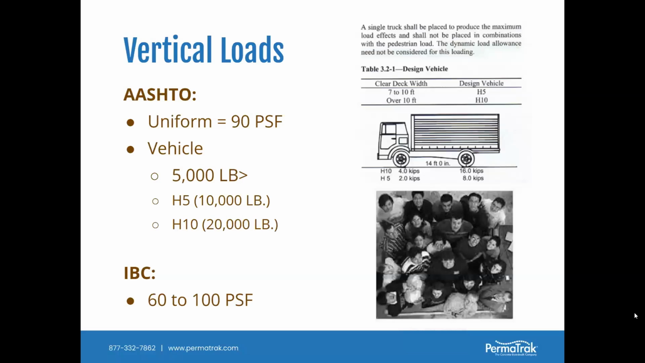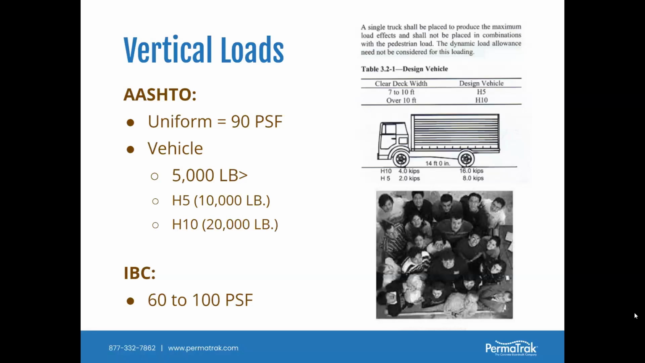If your width is between 7 and 10 feet, then you're required to design for what they call the design vehicle of an H5 truck. An H5 truck is pictorially shown right there with its axle loads, but it's a 10,000-pound total load on the truck. If you're bigger than 10 feet, and like I said, 10, 12, 14, 16 is very common, commonly now the bridges and boardwalks are being designed for H10, which is a 20,000-pound vehicle.